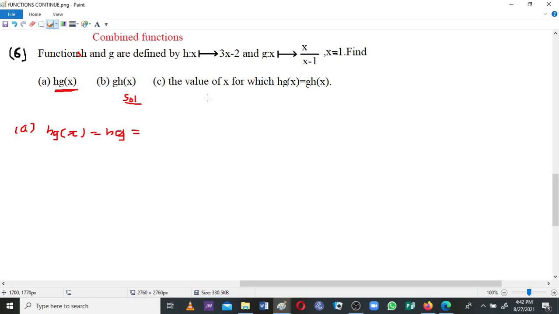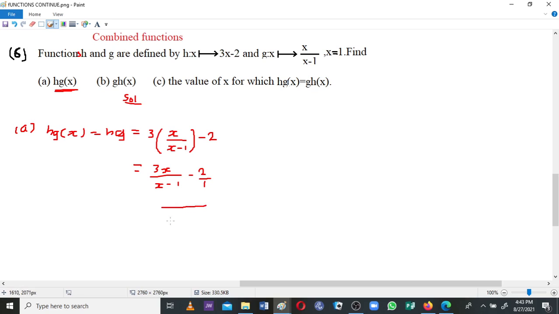So we have our function h(x), which is 3x minus 2. Now we have our 3 there. We open a bracket, substitute that by x over x minus 1. Now if we close that, we are going to have minus 2, right? So let's see what we are getting here if we do that. We have 3x over x minus 1, minus 2 over 1, right?